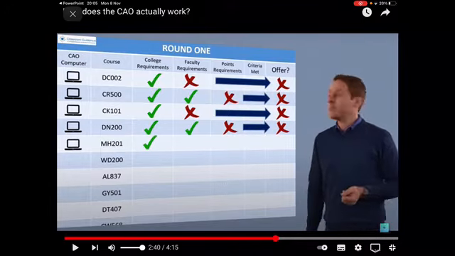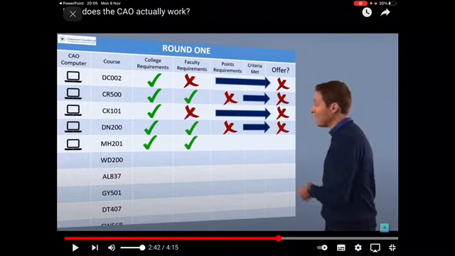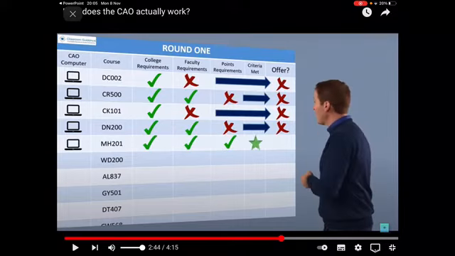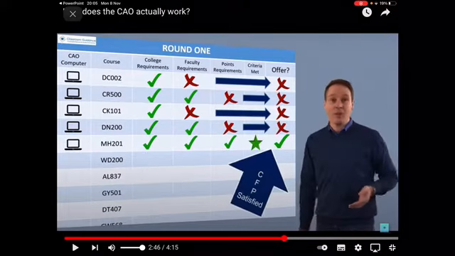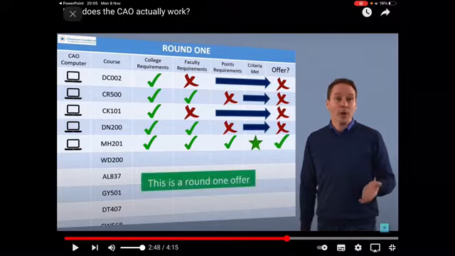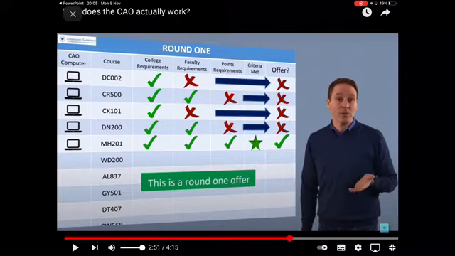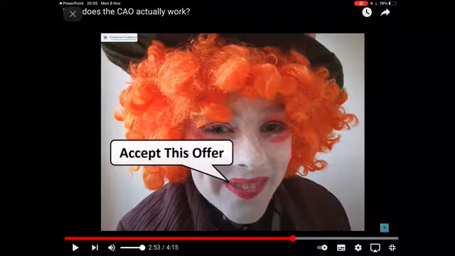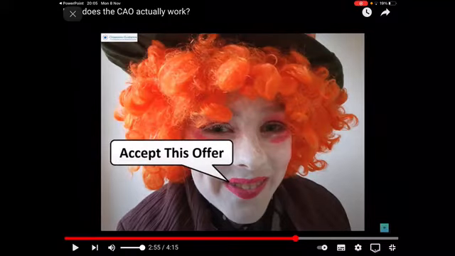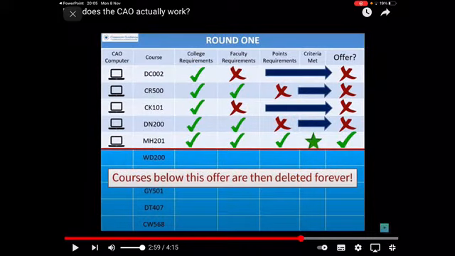Now to Maynooth. College requirements, faculty requirements, I'm getting nervous, and points requirements. He meets the criteria, he gets an offer. This is what they call a round 1 offer. Everything is satisfied, so the offer is given. It's time to celebrate. You should accept this offer because you might not get another one. The thing to take note of here is that every course below his offer is deleted off the system forever.